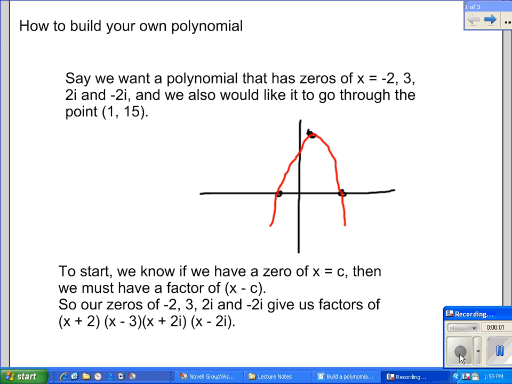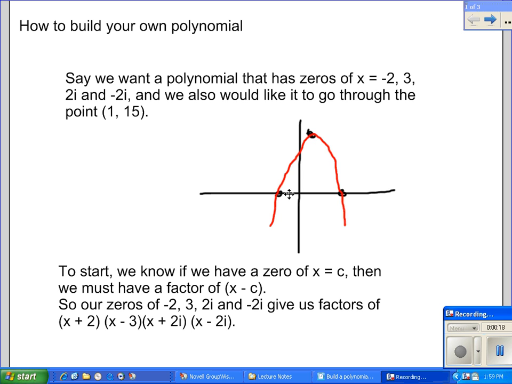How to build your very own polynomial and make it do what you want it to do. Say we want a polynomial that has zeros of x equals -2, 3, 2i, and -2i. But we'd also like it to go through the point (1, 15).